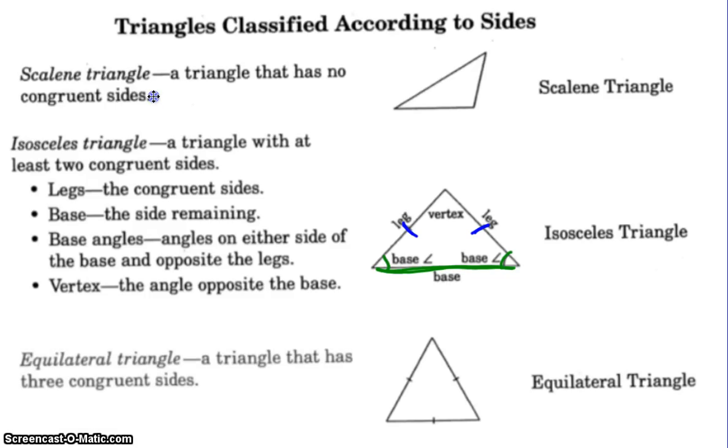An equilateral triangle is a triangle that has all of its sides congruent. So if we were to classify a triangle based off of its sides, you would have to list one of these three descriptions for the description based on the sides.